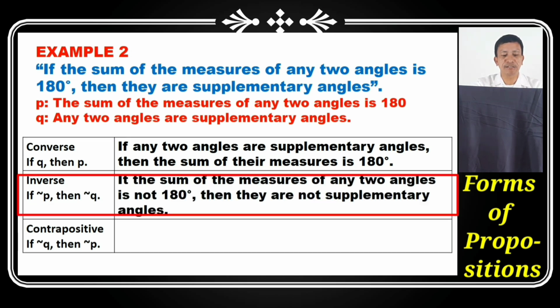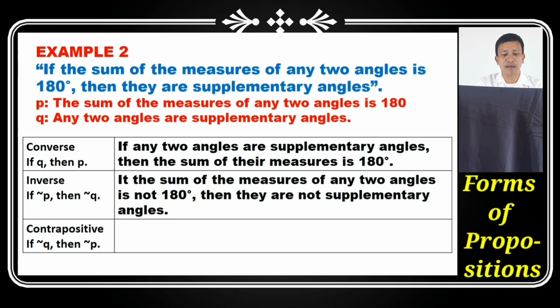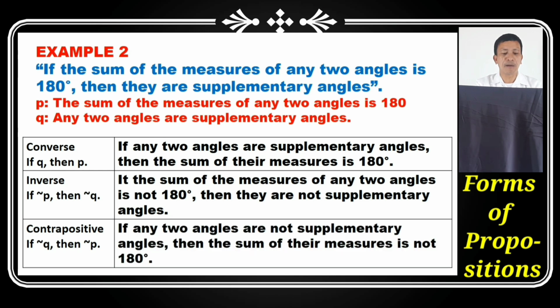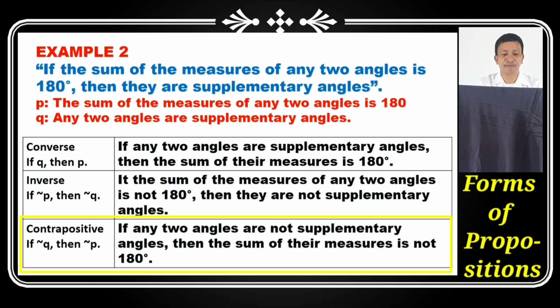While the inverse is, if not P, then not Q: if the sum of the measures of any two angles is not 180, then they are not supplementary angles. Last but not the least, the contrapositive, if not Q, then not P: if two angles are not supplementary angles, then the sum of their measures is not 180 degrees.